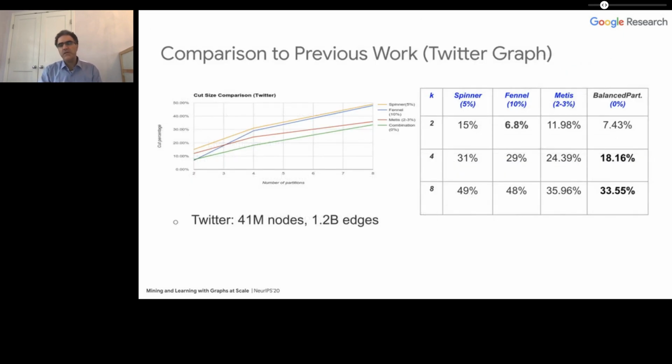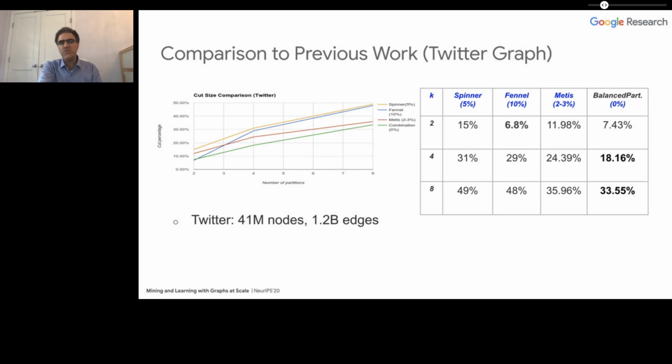We also compare it with these other algorithms, FNL and METIS. METIS is a known algorithm for single machine graph partitioning. We note there that the quality of the solution is still better, and that we get a fully balanced partition.